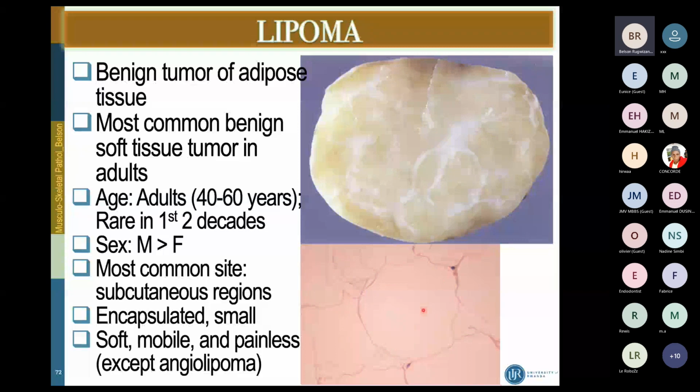So on histology, you will find just mature adipocytes. This is one cell, which is big because it is filled with fat, and its nucleus is pushed to the side, so the nucleus appears as a dark rim.